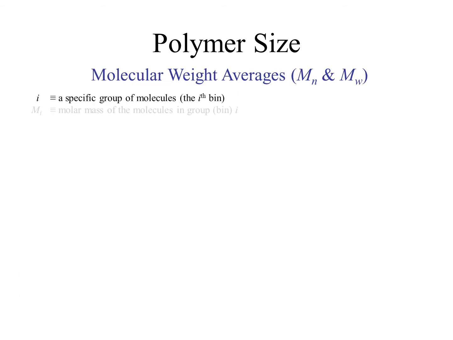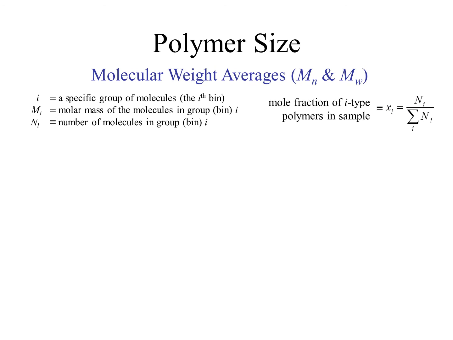For the actual molecular weight average calculations, we return to our histogram type of setup. Each polymer sample is separated into i bins, each with n sub i number of molecules in the bin, and all of which weigh around m sub i molar mass, or molecular weight. Now, the mole fraction of the ith type of polymers in the ith bin is denoted x sub i, and defined as the number of molecules in the ith bin, n sub i, divided by the total number of molecules in the entire sample, which is the sum of all n sub i's.